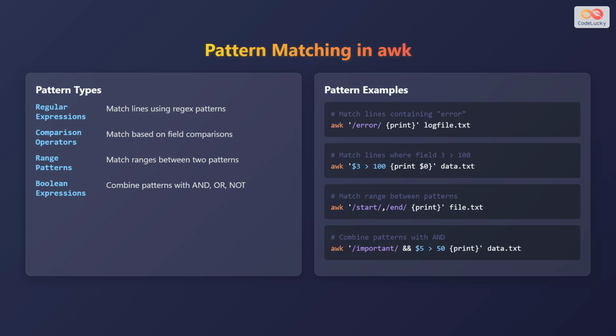For instance, to match lines containing the word error, use the command awk '/error/ {print}' logfile.txt. To match lines where the third field is greater than 100, use the command awk '$3 > 100 {print $0}' data.txt. To match a range between start and end patterns, use the command awk '/start/,/end/ {print}' file.txt. Lastly, to combine patterns with and, use the command awk '/important/ && $5 > 50 {print}' data.txt.